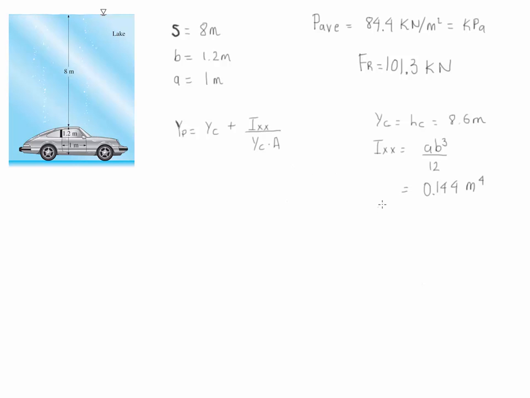The last part that we have is the area, and the area is equal to A times B, which gives us 1.2 meters squared. We substitute all these values into the equation, and that tells us that the pressure location is equal to 8.61 meters.